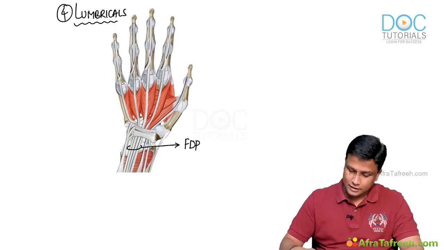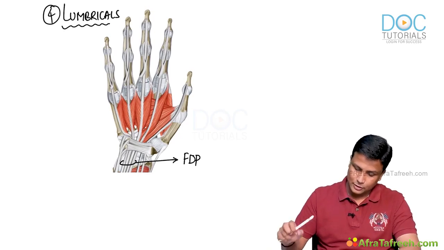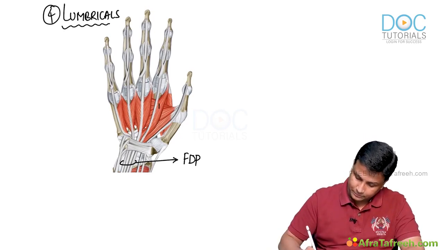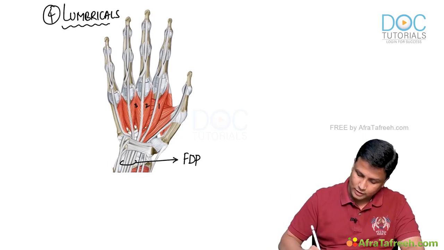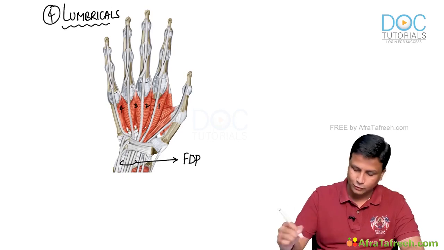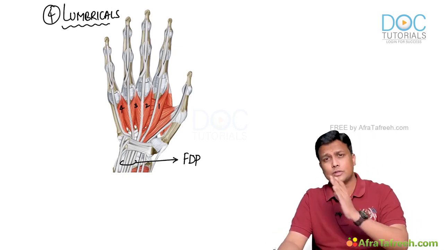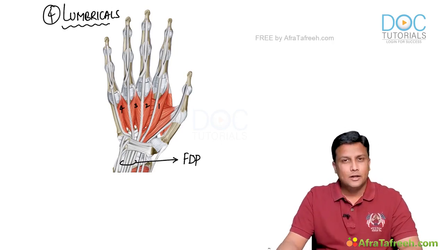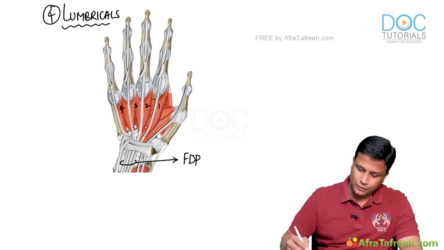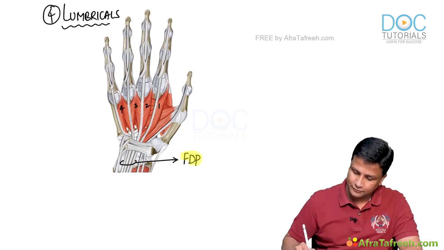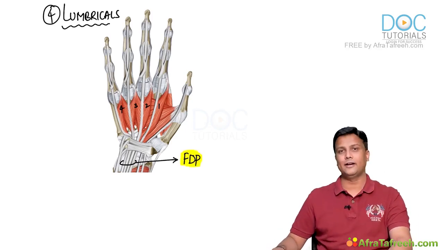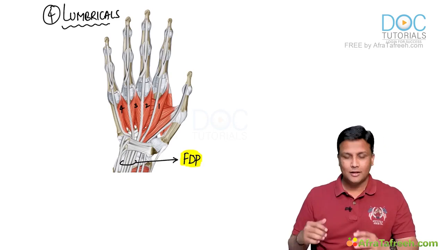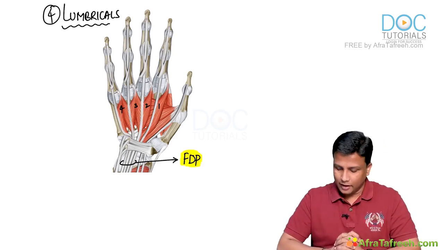If you observe this diagram more carefully, you'll see lumbrical number 1, lumbrical number 2, lumbrical number 3, and lumbrical number 4. Numbering is always from the lateral towards the medial side, guys. The first point I want all of you to remember is that all the 4 lumbricals originate from your FDP tendon. You can clearly see the muscles originating from the tendon of FDP.